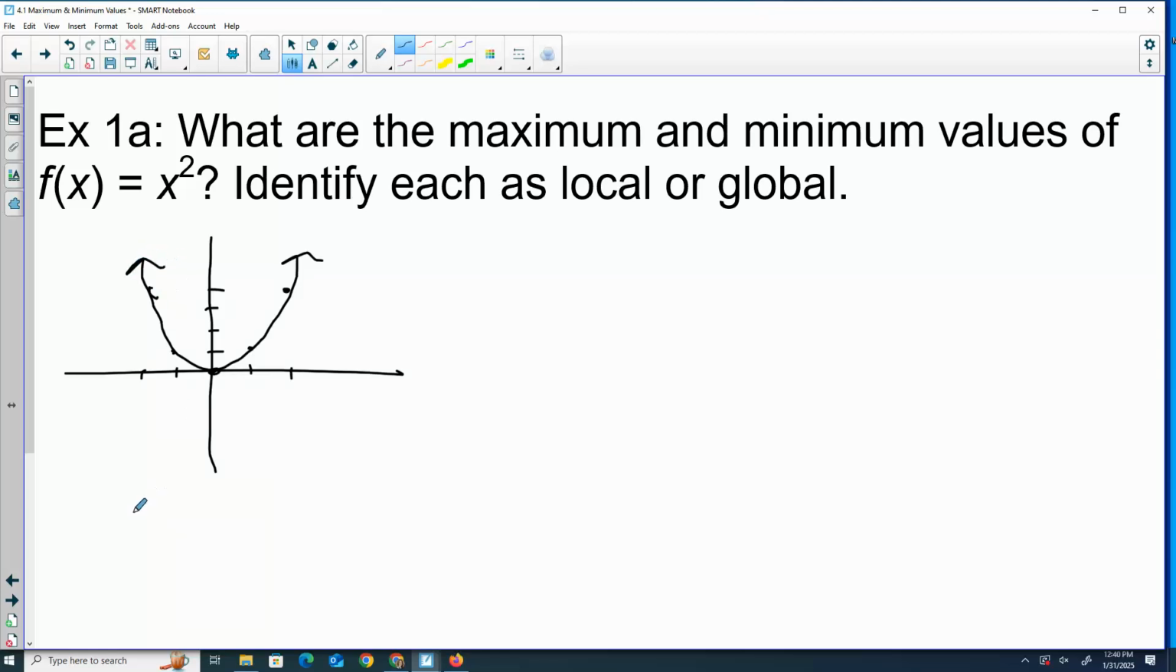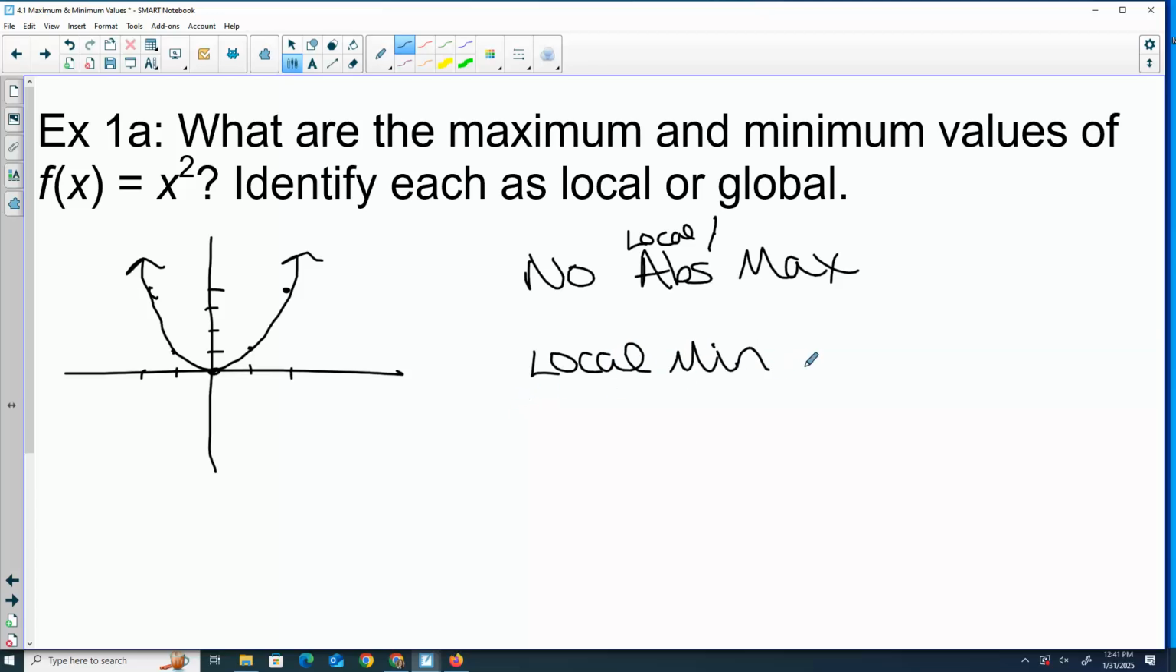What are my maxes and mins? No absolute max. Why don't I have those? It goes to infinity. It just keeps going up, so there's no single point that's the highest. Do we have any local max? No, so there's no local or absolute max. Do I have a local min? Yep. What about an absolute min? Yep. They're the same. I'm just going to call it local/absolute min, it's both.